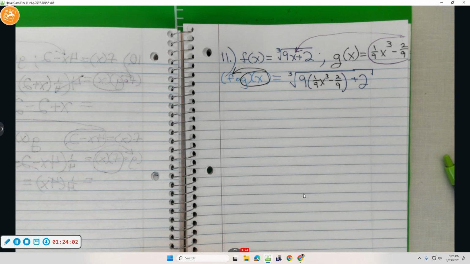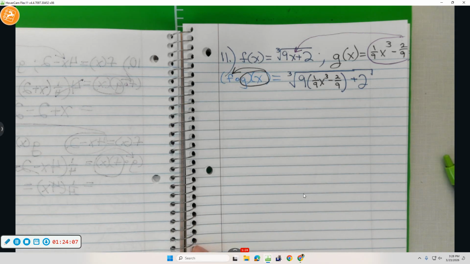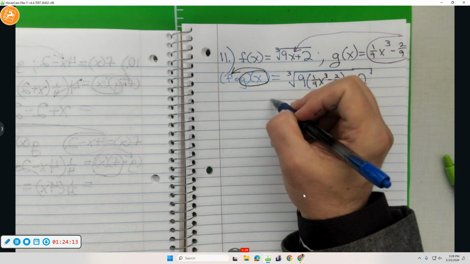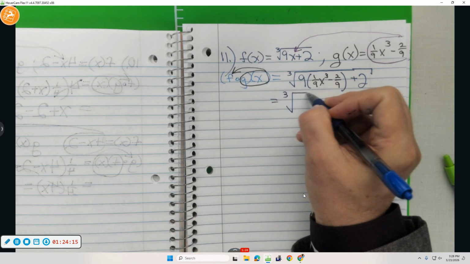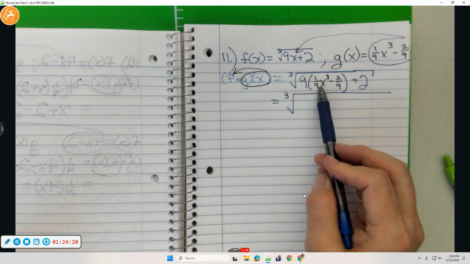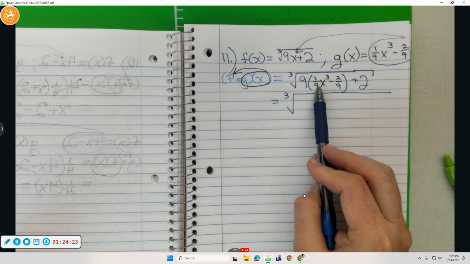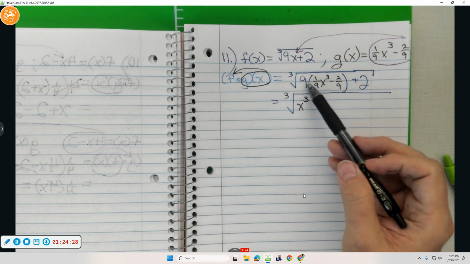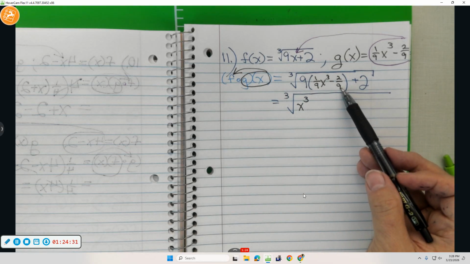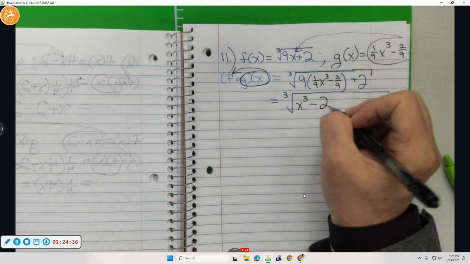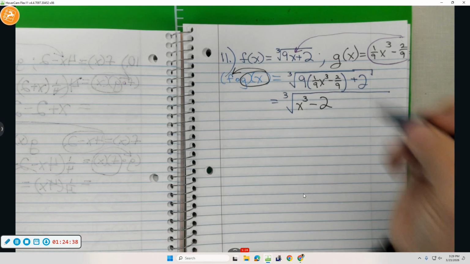Looking under that cube root, there's one glaring operation we can perform. What can we do? Distribute that 9. So we have a cube root. Distributing that 9 times 1/9, what happens? So we just have 1x cubed. What about the 9 times the negative 2/9? The 9's cancel, just leaving you that minus 2, and you still have a plus 2 stuck on there.